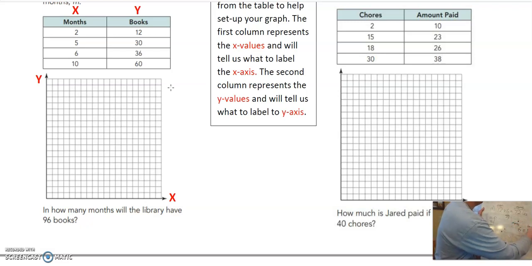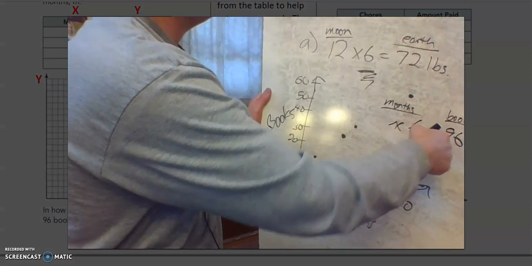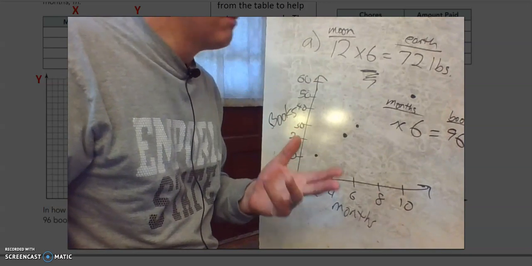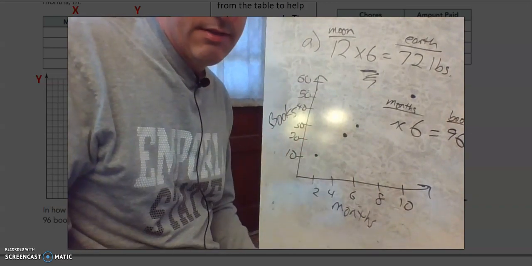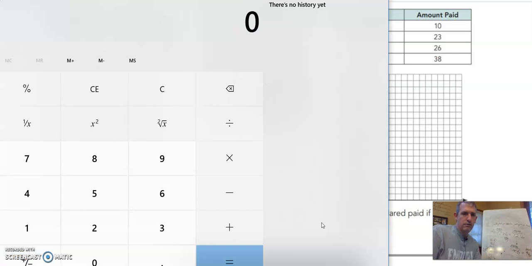So in other words, we are getting 6 books each month. So if I want to know 96, what times that 6 gives me 96? I could divide 96 by 6, and that would be my answer. So let's figure that out. Calculator. So 96 divided by 6, the answer would be 16. So 16 months would be my answer.